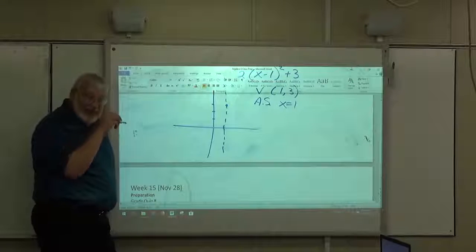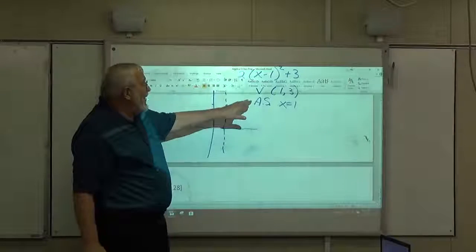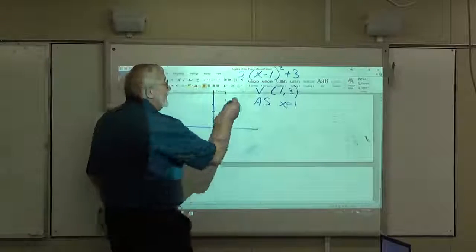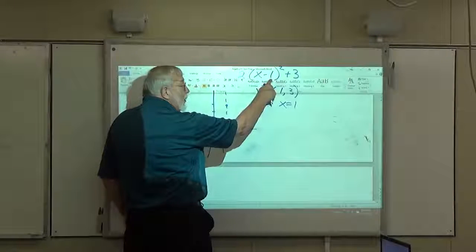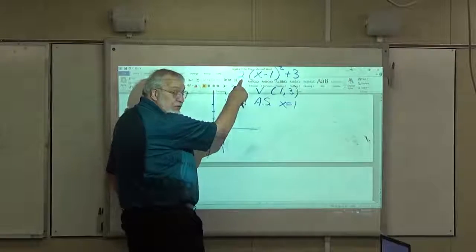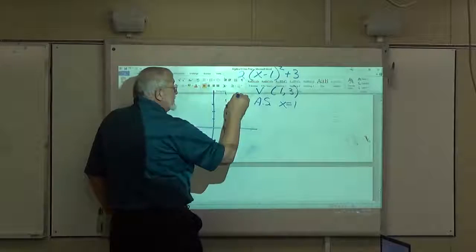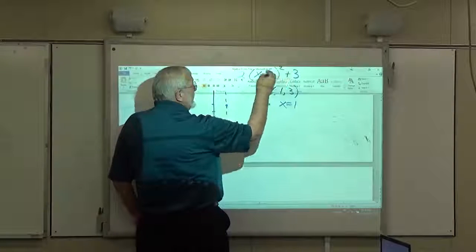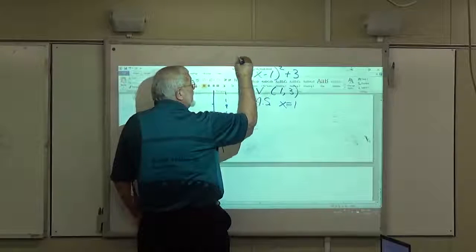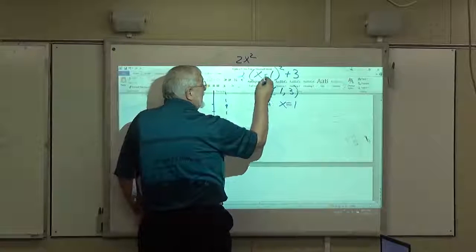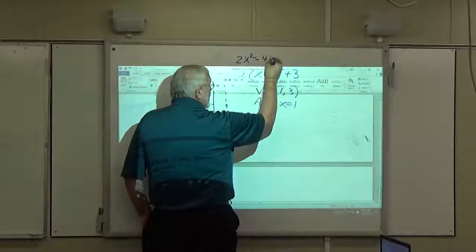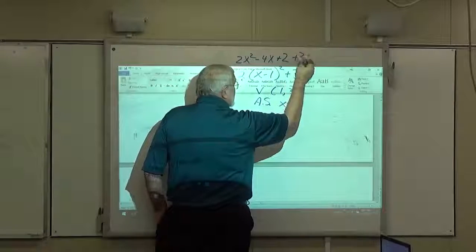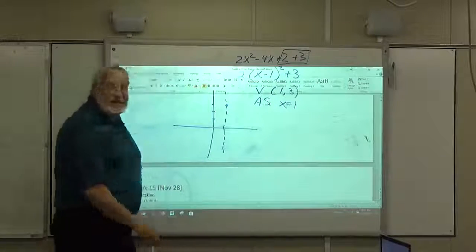All right, now, what happens in this case, right? If I multiply this out, I have 1 times 2. So that's going to make 2 plus 3, that's going to make a 5. And what I'm going to do is multiply this out and show you. This is 2x squared, and that's going to be minus 2, so minus 4x plus 2 plus 3. Can you see that makes 5?